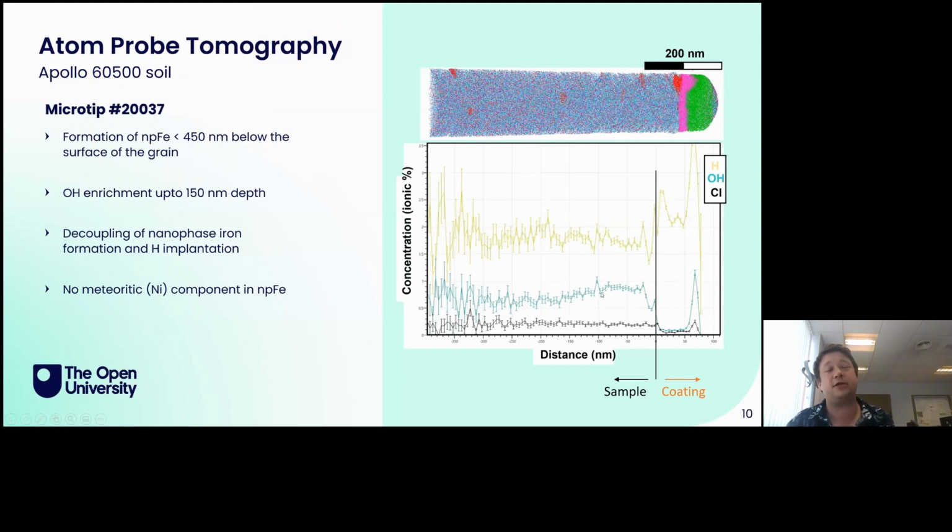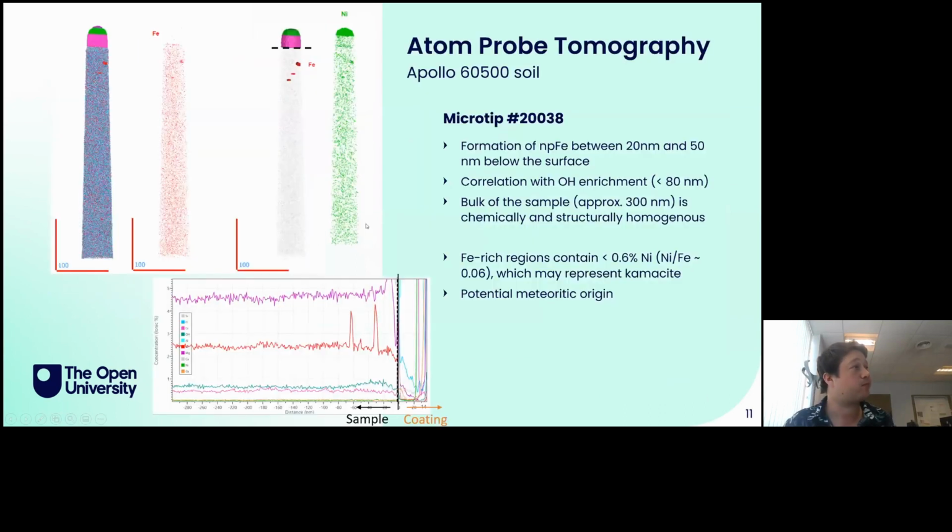We do see enrichment. So that's suggesting, same as the Hayabusa study, that this is a real kind of space weathering artifact. But the notable thing is that it seems to be decoupled from the depth of nanophase iron formation. So we've got up to about 150 nanometers depth of OH formation within that sample, but nanophase iron going all the way down to 450 nanometers. And there was no meteoritic component in any of the nanophase iron here.